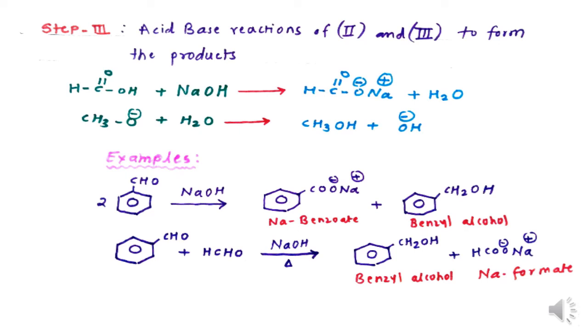So whenever there is a formaldehyde, it always gets converted to sodium formate. That is the oxidized product. It means that formaldehyde always gets oxidized to the carboxylic acid, whereas the other aldehyde gets reduced to benzyl alcohol. So this is all about the Cannizzaro reaction.